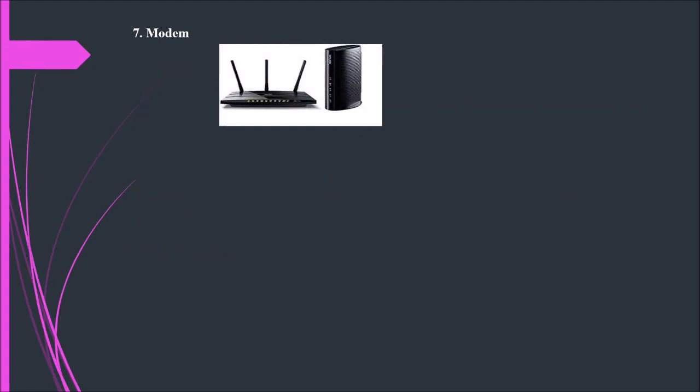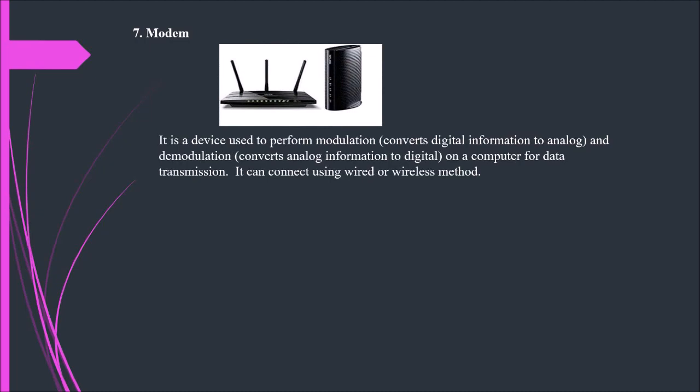The seventh component known as modem. The word modem means modulation and demodulation. So, what is modulation? Modulation means the conversion of digital information to analog, and demodulation means the conversion of analog information to digital. Modem is a device used to perform modulation and demodulation on a computer.